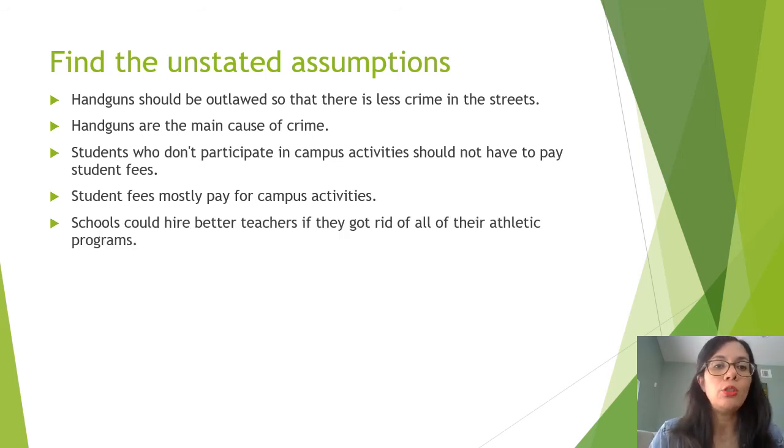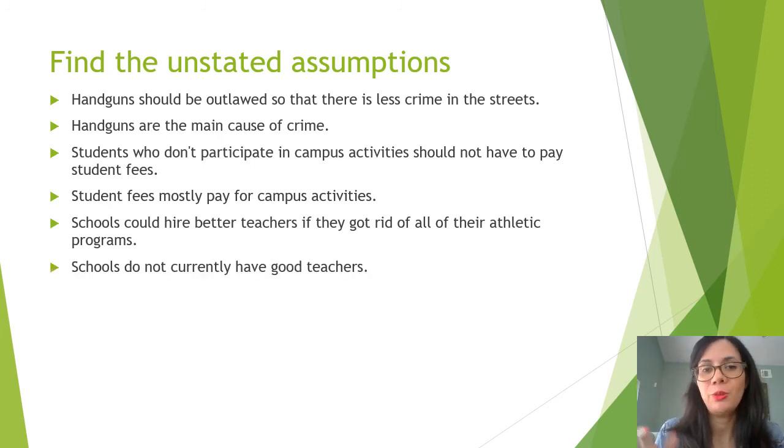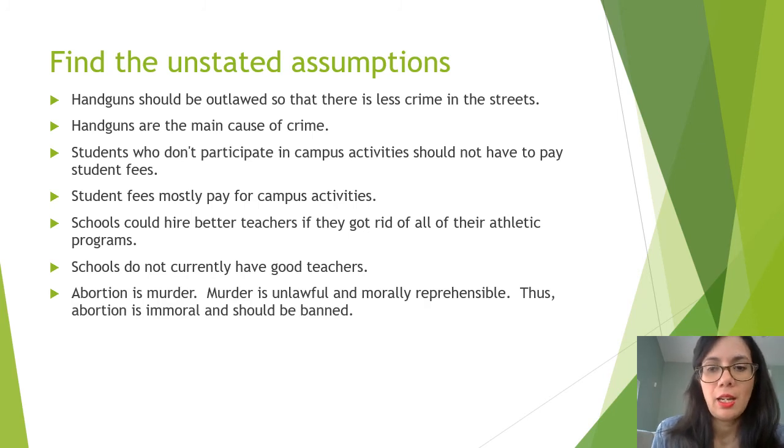Thirdly, schools could hire better teachers if they got rid of all their athletic programs. Well, the big assumption here is with the teachers. They're saying could hire better. So what are they assuming about their current teachers? Well, that they're not very good. And if you reverse that, and then it disproves the whole argument, you have indeed found an assumption.